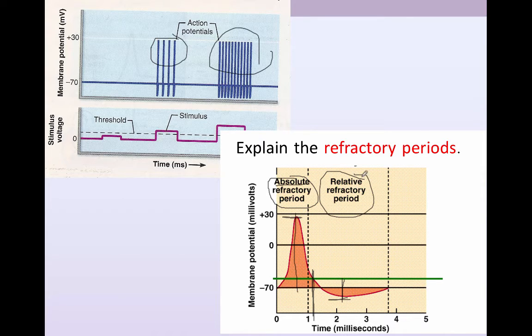You can also see that the relative refractory period will last as long as the hyperpolarization lasts. We don't get out of relative refractory period until we've returned to the resting membrane potential of negative 70. And so we do have these refractory periods.